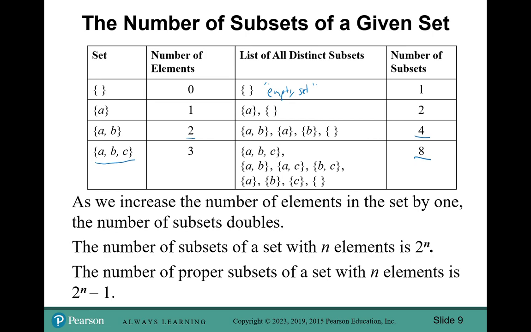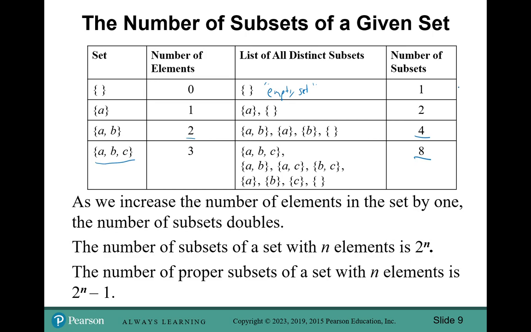As we increase the number of elements in the set by 1, the number of subsets doubles. The number of subsets of a set with n elements is 2 raised to the n. The number of proper subsets of a set with n elements is 2 to the n minus 1. We can prove this. Remember, a proper subset means that it's not the same size as the initial set. That's why we have to subtract that initial 1.